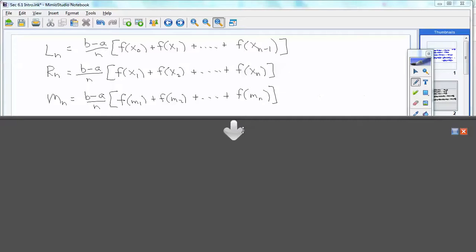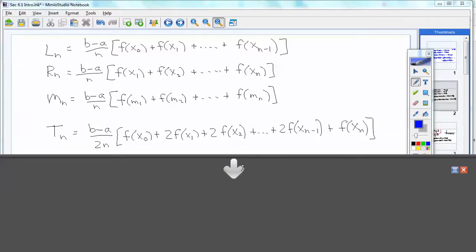What would be inside the brackets? Where would it start? F of x0, 2 of the next one, 2 of the next one, 2, remember that? Because the trapezoid, first trapezoid started here and then it had the right edge. Then the next trapezoid, that right edge of the first was the left edge of the second. So it ended up looking like this. So the trapezoid, b minus a over 2n, and then you end up with this.